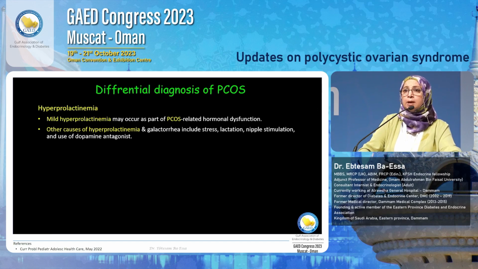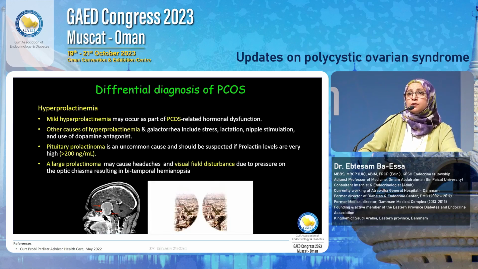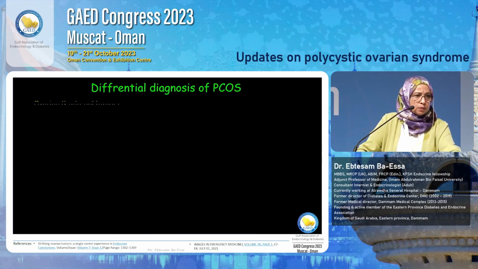Hyperprolactinemia, again, mild hyperprolactinemia may take place in polycystic ovary syndrome, and you should rule out other causes of hyperprolactinemia that you all know about, and we have discussed this earlier. Pituitary prolactinoma should be suspected if you have serum prolactin more than 200, and if the patient has macroprolactinoma, then you should check for increased intracranial pressure symptoms as well as bitemporal hemianopia.